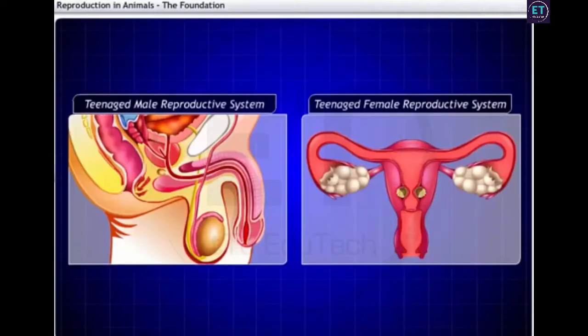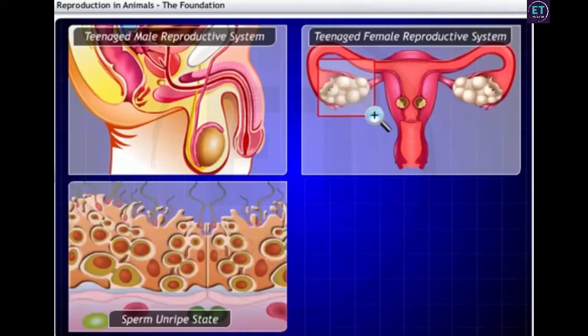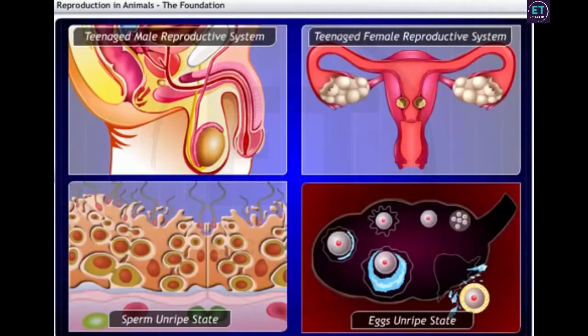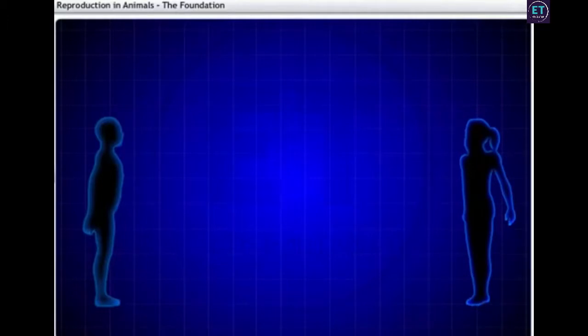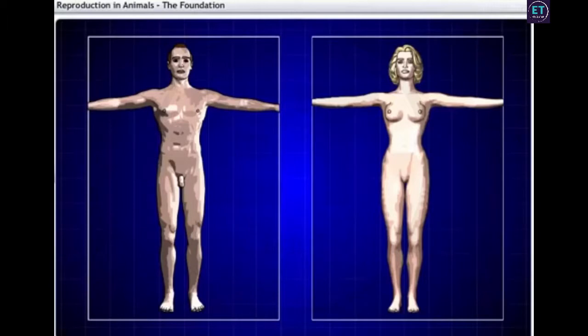In the early teenage years of boys and girls, sperm and eggs are formed in the male and the female reproductive systems, respectively, in an unripe state. During this phase, a whole new set of body changes occur that are common to both boys and girls. This may involve changes in the appearance and proportion of the body, emergence of new features, and the development of new sensations.